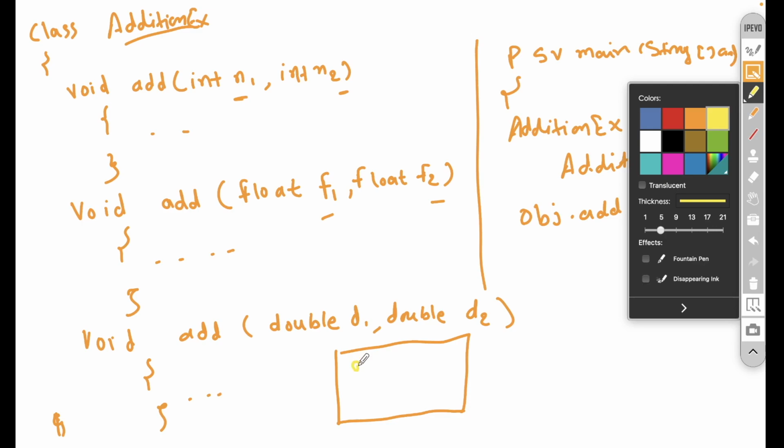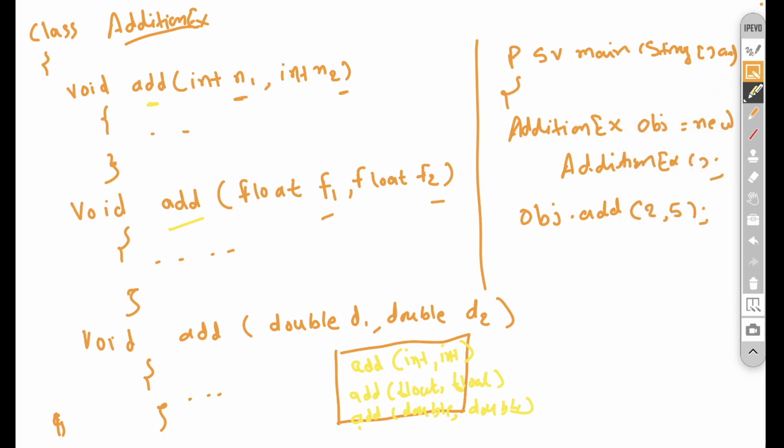At the time of compilation, it will first create one method, add, with two parameters of type int and int. The second method is also add, with parameters float and float. The third method is add of type double and double. So this is the stack area the compiler will maintain in the memory.